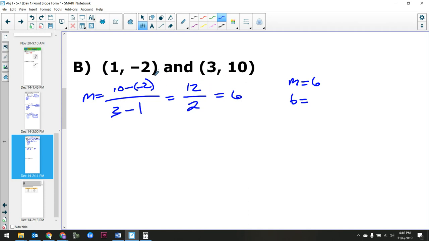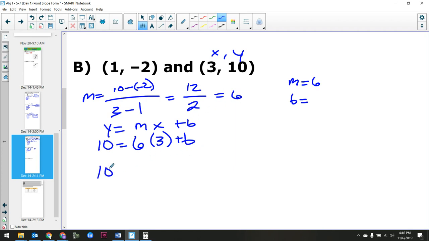So let's use one of the 2 points. You can pick whichever point you want to use. Let's use 3 comma 10. So this will be our x and our y. Y equals 6 times 3 plus b. Again, that was y is equal to mx plus b. Here's our x and our y. Here's our m. And now we solve for b. 10 is equal to 18 plus b. Subtract the 18, negative 8 is b, which means that y is equal to 6x minus 8.